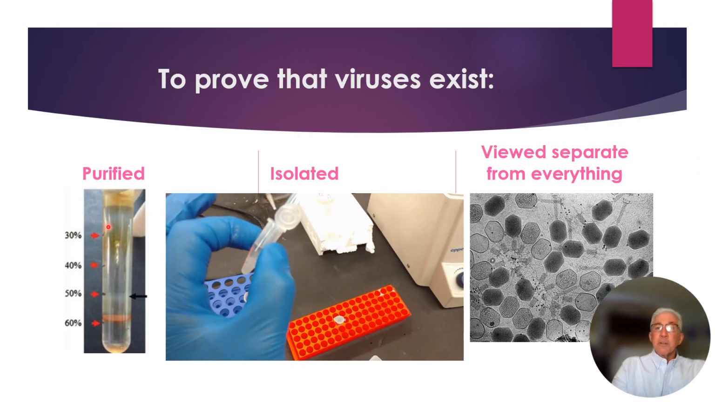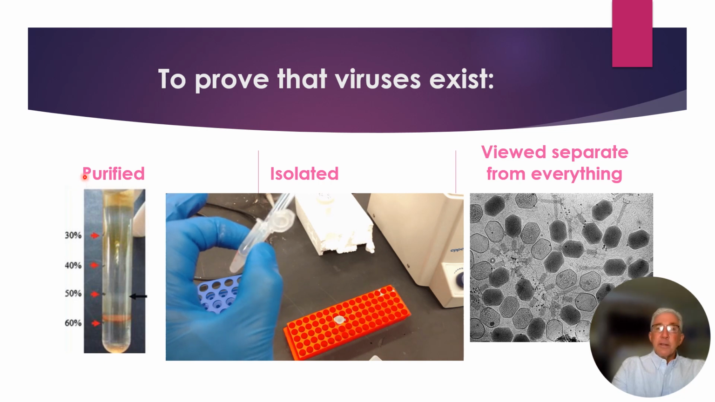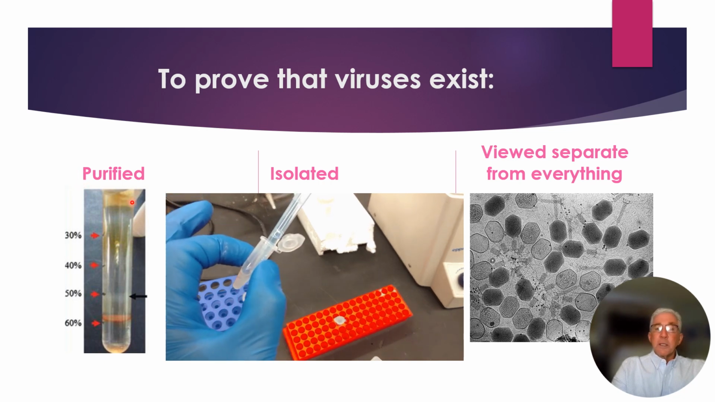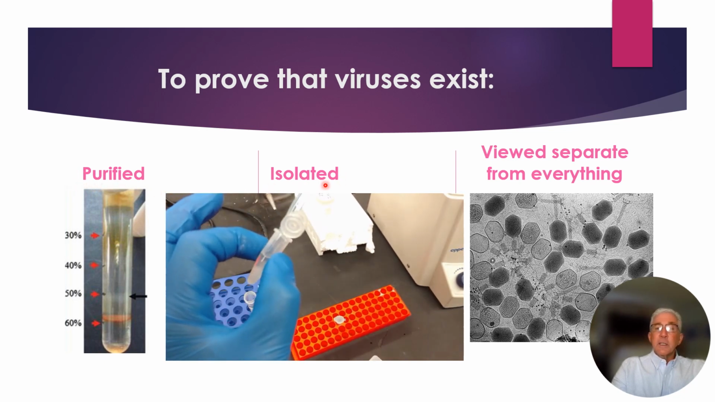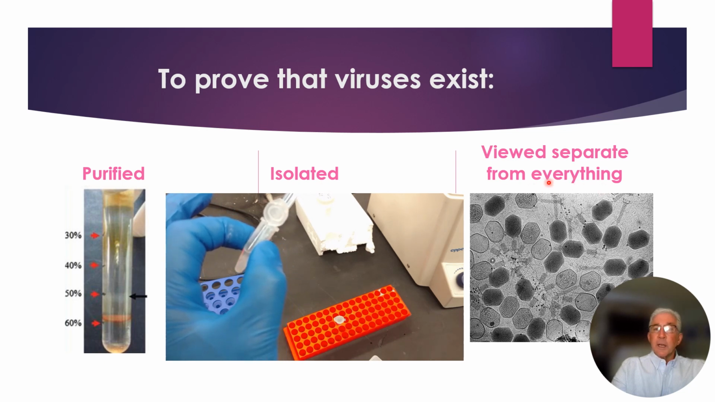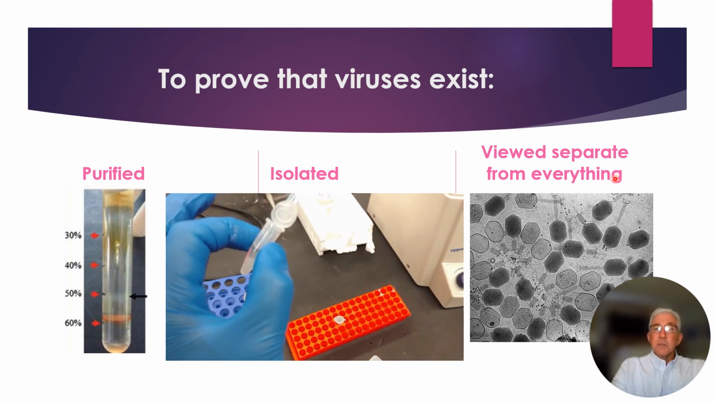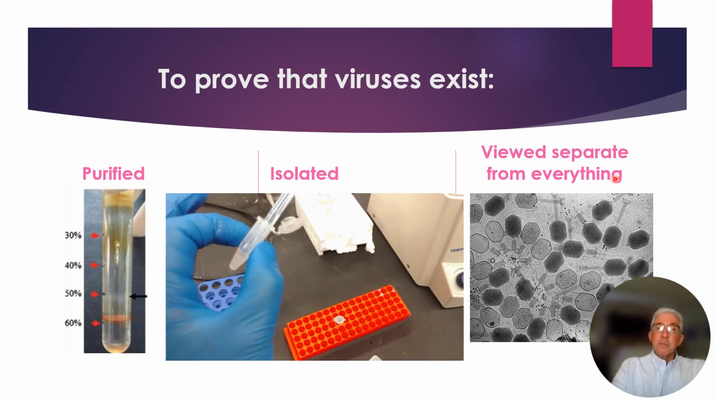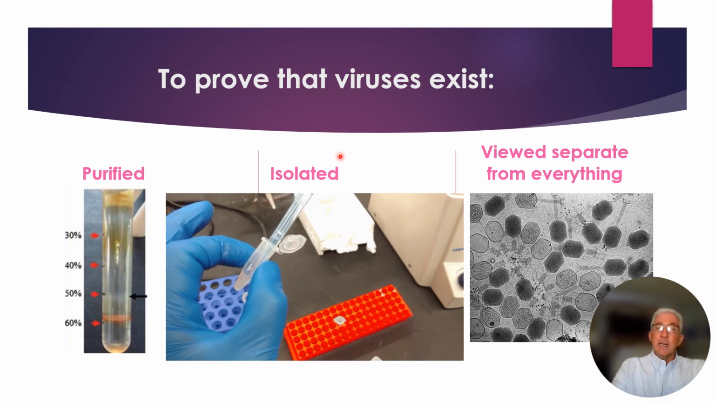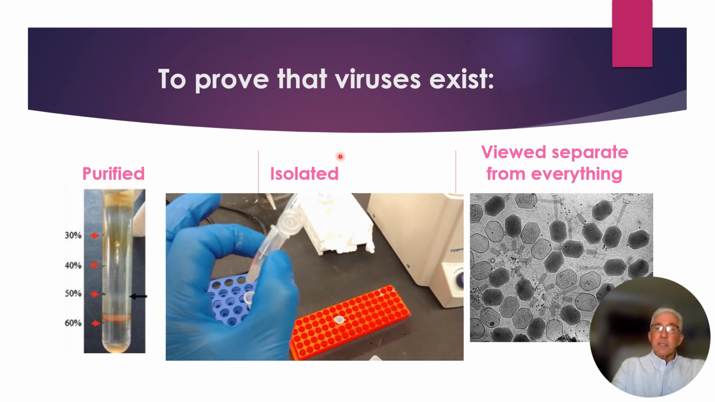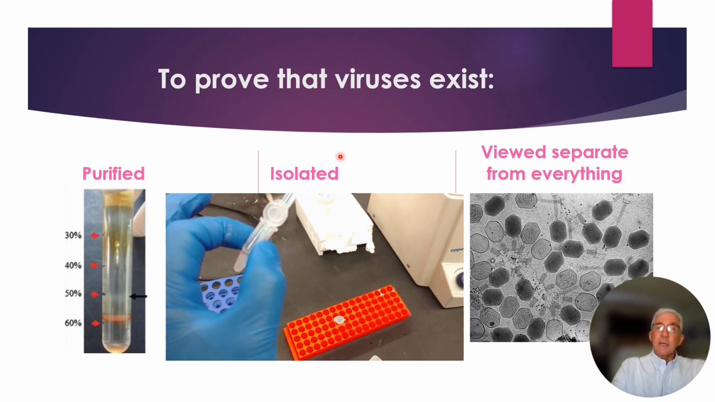In order to prove that viruses exist, three things need to happen. They must be purified, isolated, and then viewed with an electron microscope separate from everything else. Now, this has actually been done many times. Virus deniers will even admit that it was done with a certain type of virus called a bacteriophage that is specific to bacteria, not human cells.